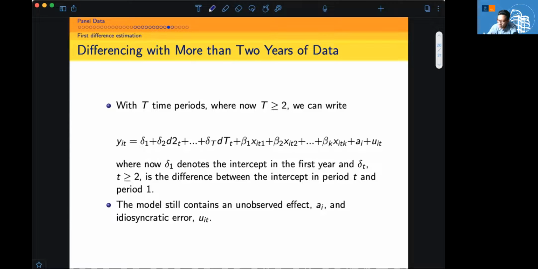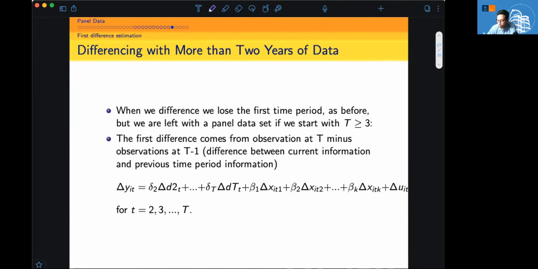So again, the model contains the unobserved heterogeneity as well as the idiosyncratic error. But again, we have more than 2 periods in the data set. So as you can see, you have the time dummy for the second period, third period, fourth period, until the capital T period. Since we have T time periods, we can only have T minus 1 time dummies, and we eliminate the first year dummy out of the equation. Just a little reminder of the dummy variable discussion.